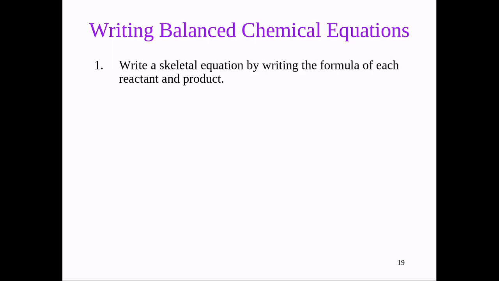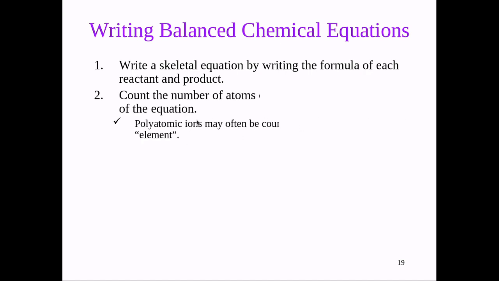So first we're going to write a skeletal equation by writing the formula of each reactant and product, without any coefficients. Then we're going to count the number of atoms of each element on each side of the equation. And really, if you want, you can treat the polyatomics as if they are just one atom, one element, because they're not going to break up during the chemical reaction. They're going to stay the same.